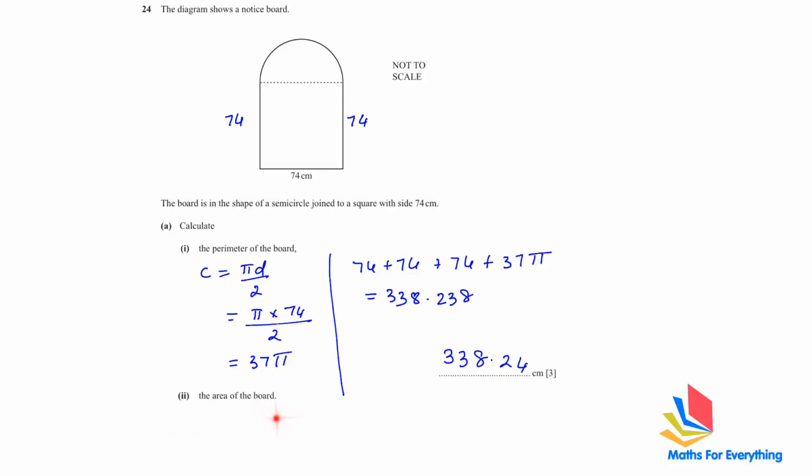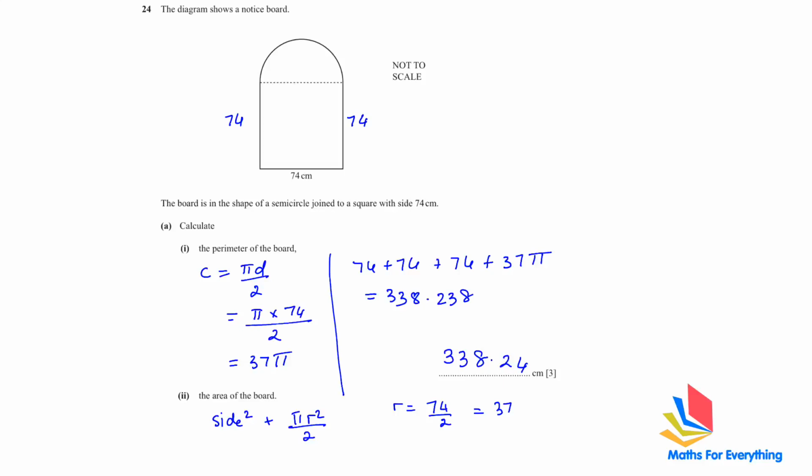Next, we have to find the area of the board. For that, we need to find the area of the square plus area of the semicircle. Area of the square is found by side square, and area of the semicircle is pi r square divided by 2. What is our radius? Radius is 74 divided by 2, which is 37 centimeter.